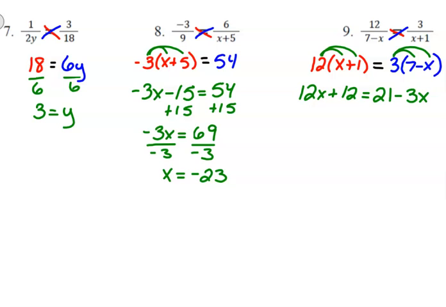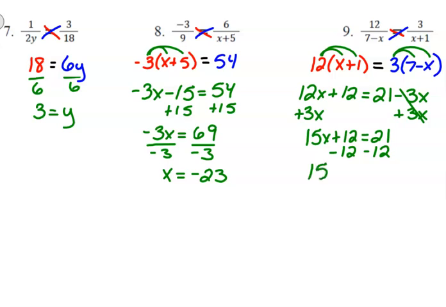So again, we're going to use opposite operations, but we also have to think about like terms. So x with x. If it's a minus 3x, I plus 3x, but I have to plus it where I already have an x. So 12x plus 3x is 15x, plus 12 equal to 21. Now I get my whole numbers together. So if it's a plus 12, we need a minus 12. So that means 21 minus 12 gives us 9, and we're going to divide by 15.